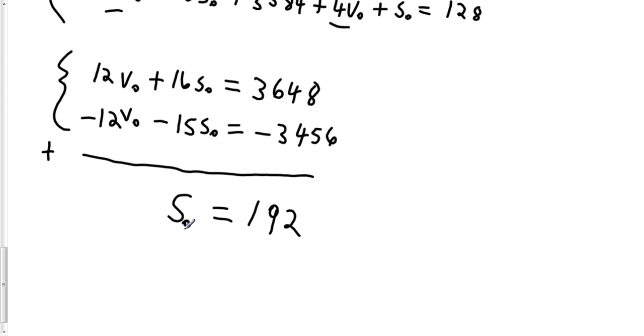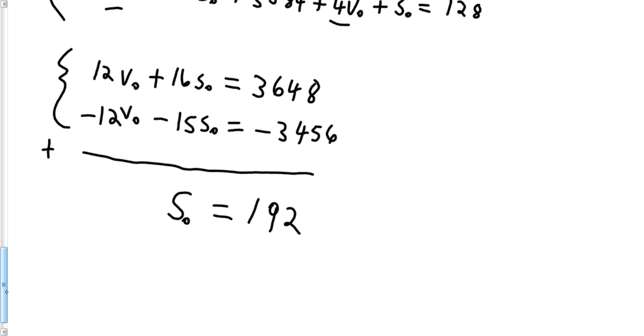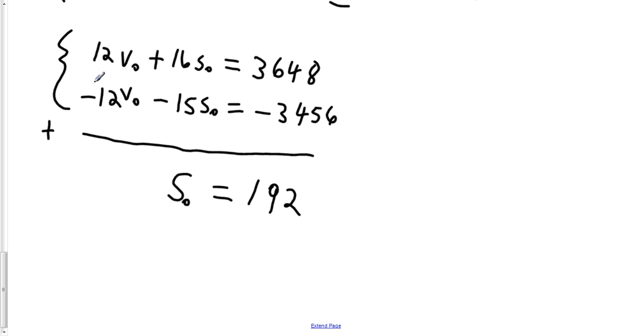Now if I want to find the velocity, I have both of these equations that involve the initial velocity and the initial height, or the initial position. If I plug the initial position into either one of these, I will get the initial velocity, V naught. So let's go ahead and do that. This is one of my answers though. The initial height, or the constant, is 192.